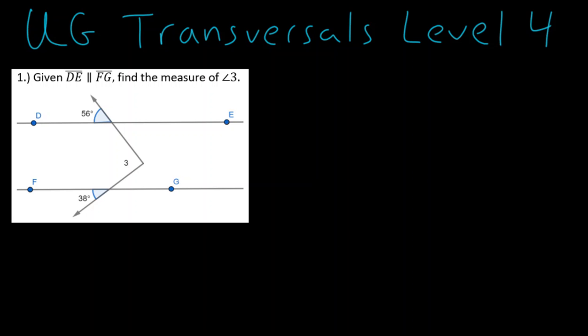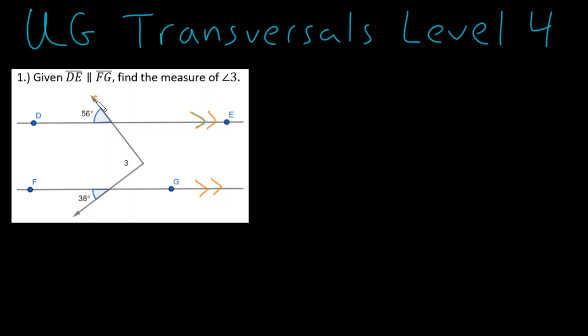In problem 1, it says given DE is parallel to FG. Okay, so we know that DE is parallel. Let's switch colors here. DE is parallel to FG. And remember, you could use an equivalent number of arrows to show that they're parallel. It says find the measure of angle 3.